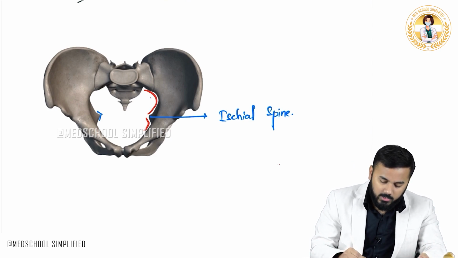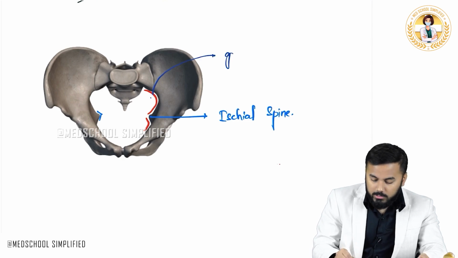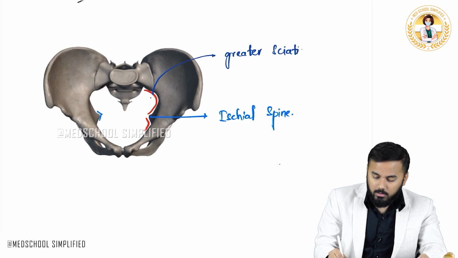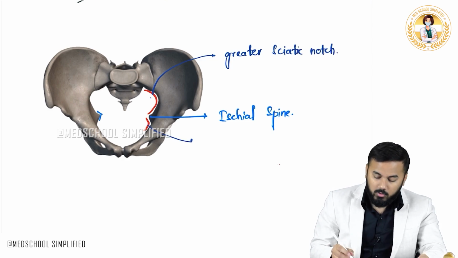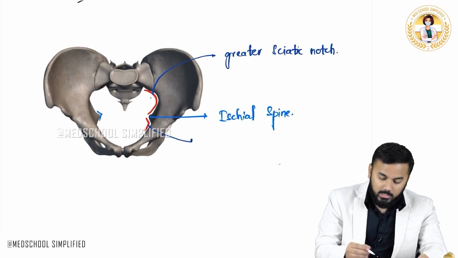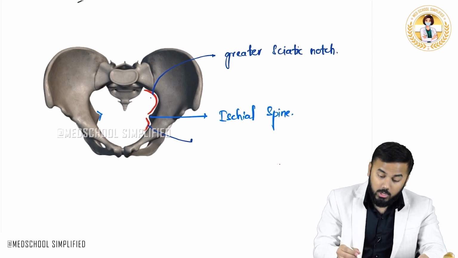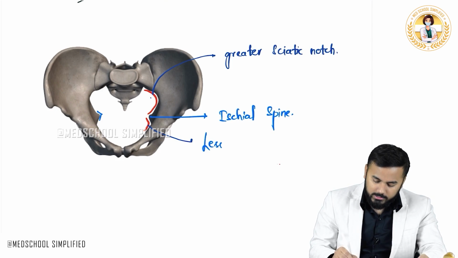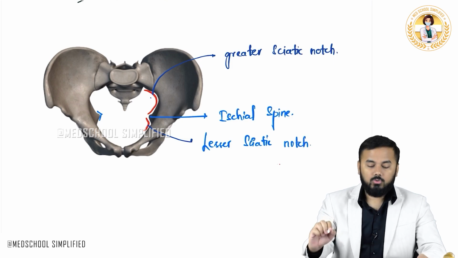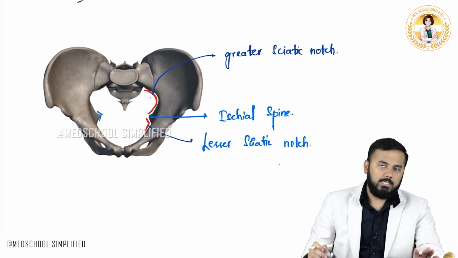So this one is called your greater sciatic notch. Now, one is greater, so what will the other one be? That will be called the lesser sciatic notch. One is called the greater sciatic notch, another one is called the lesser sciatic notch.